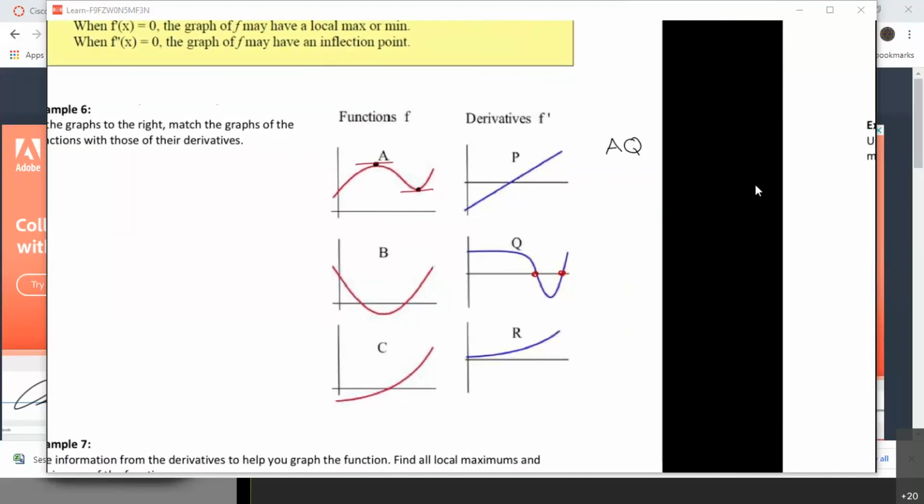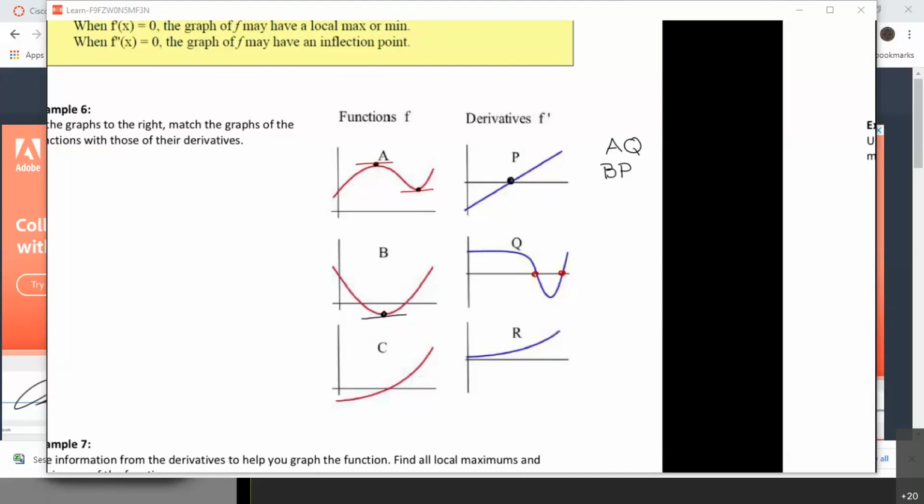Now let's take a look at the next graph. If I look at the next graph, how many turnaround points or extrema does it have? Well, it just has one. So this is the only place where it has a zero derivative, a horizontal tangent. So I'm looking for a graph that has one x-intercept, and that would be graph P. Another trick would be this looks quadratic, this looks linear. It's one degree less. So B and P.